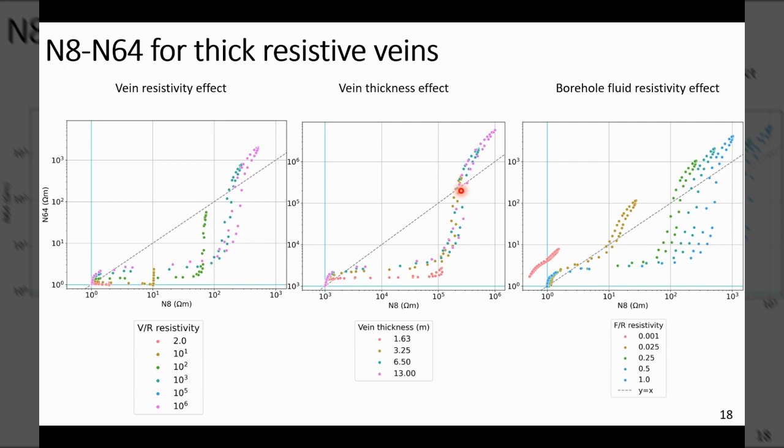And then for the borehole fluid resistivity, we see how, as the borehole fluid becomes more and more resistive, it completely shifts our data towards the right. And if we have a very conductive fluid, it moves our data completely above the one-to-one line. So it's really important to measure the borehole fluid resistivity when we are using the normal resistivity tool.